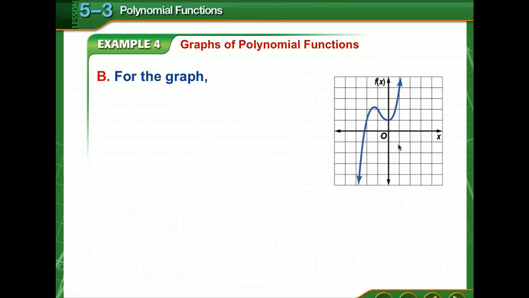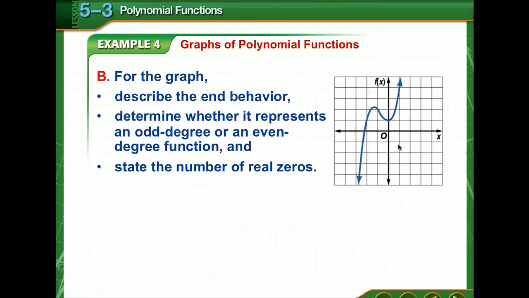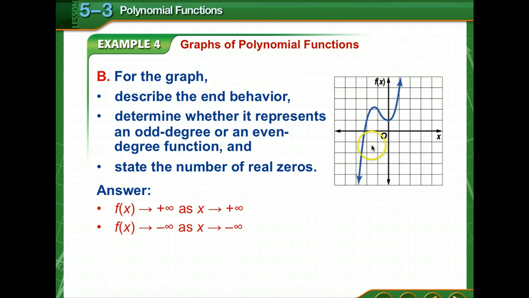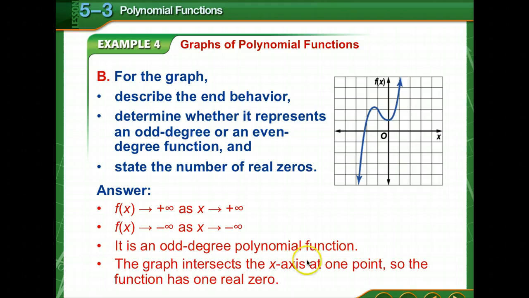Okay, let's look at another one. End behavior. As x approaches positive infinity, the function also approaches positive infinity. What happens as x approaches negative infinity? Yeah, good. The function is also approaching negative infinity as x approaches negative infinity. The ends are going in opposite directions. It is an odd degree polynomial. The graph intersects the x-axis at 1 point, so the function has only 1 real zero.